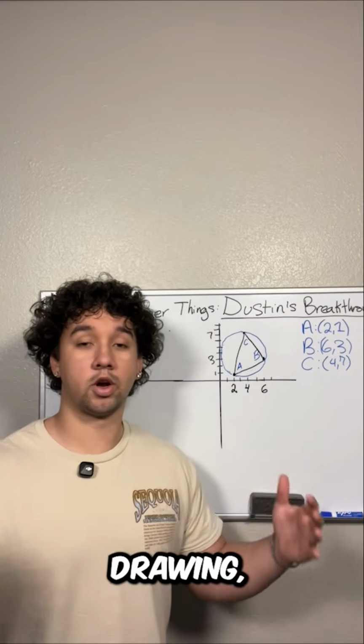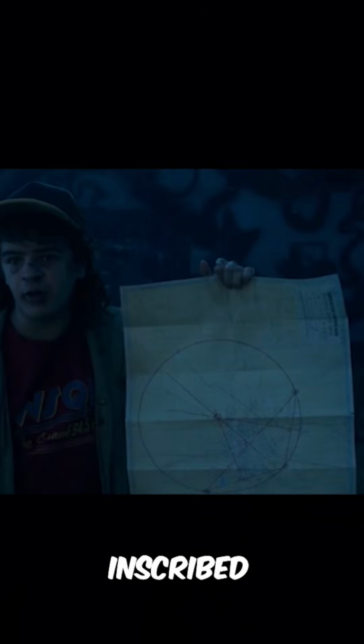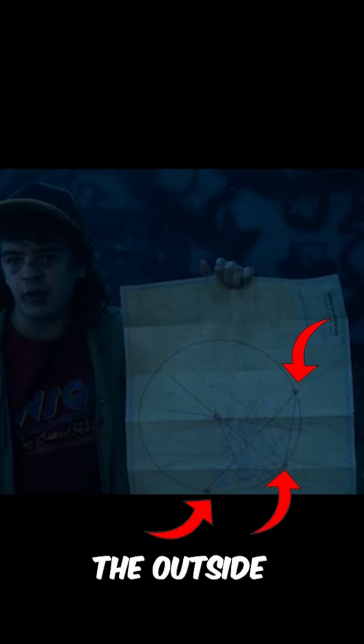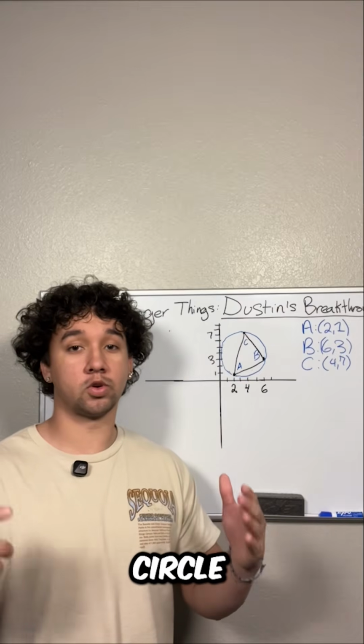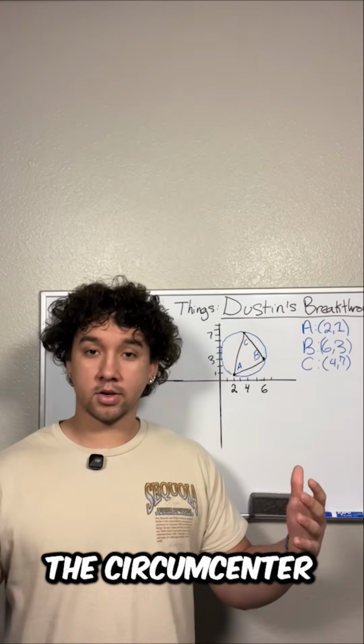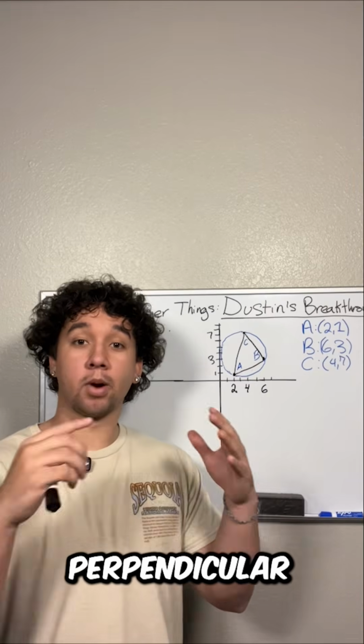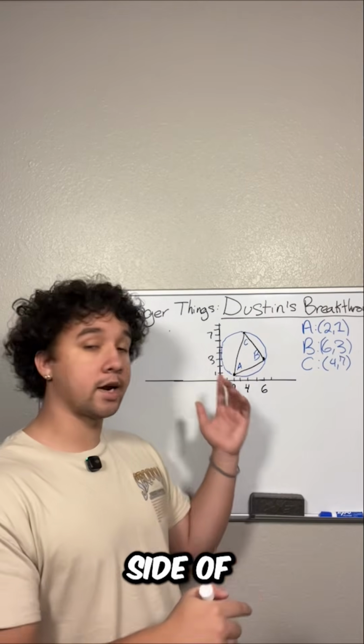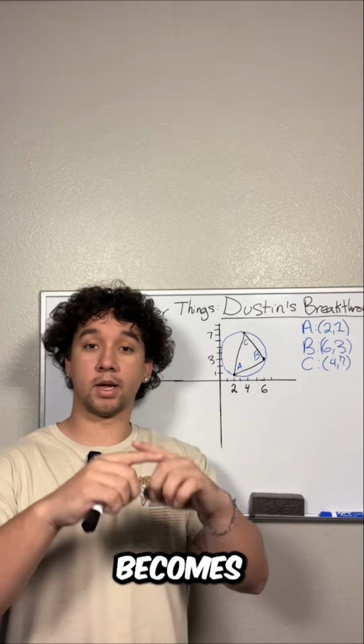If you see Dustin's drawing, you see that there's a circle with a triangle inscribed in it with the vertices touching on all the outsides. What he's trying to find is the center of the circle using something called the circumcenter. The circumcenter is essentially a process in math where we take the perpendicular bisector of each side of the triangle and the intersection point becomes the center of a circle.